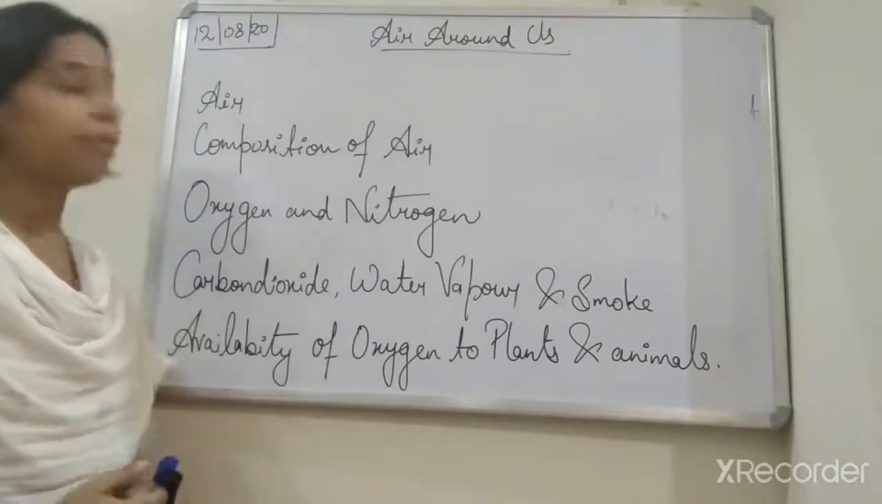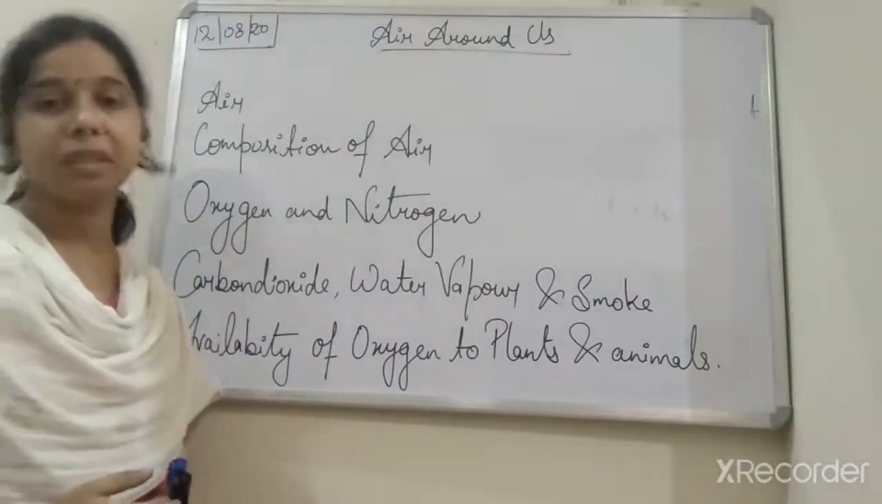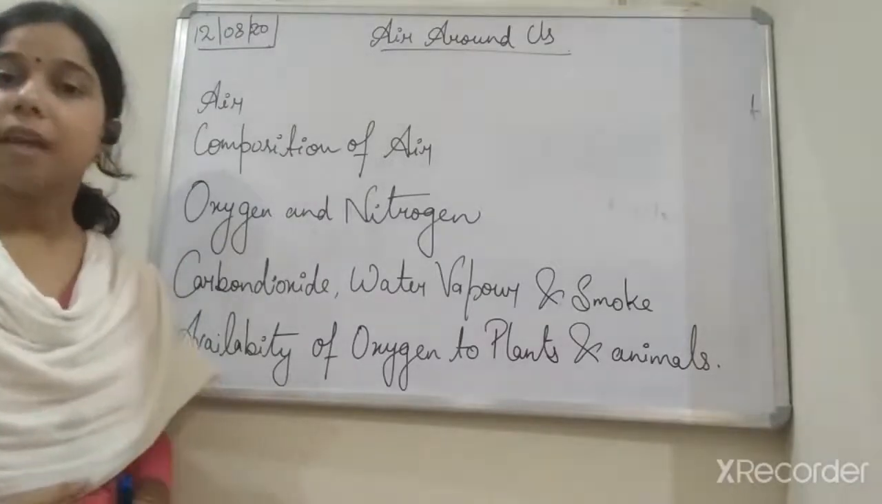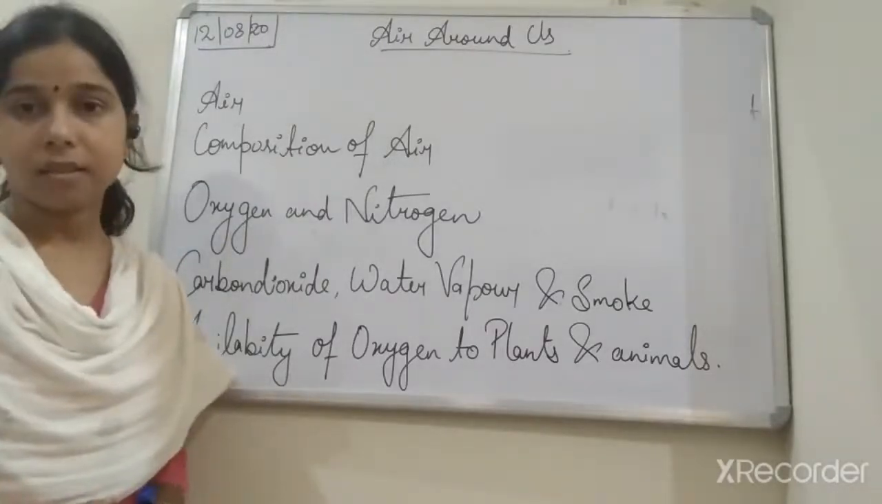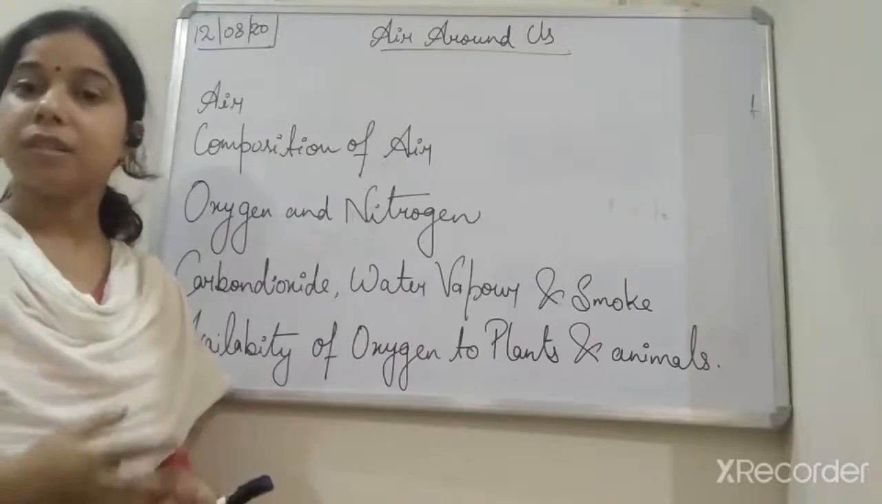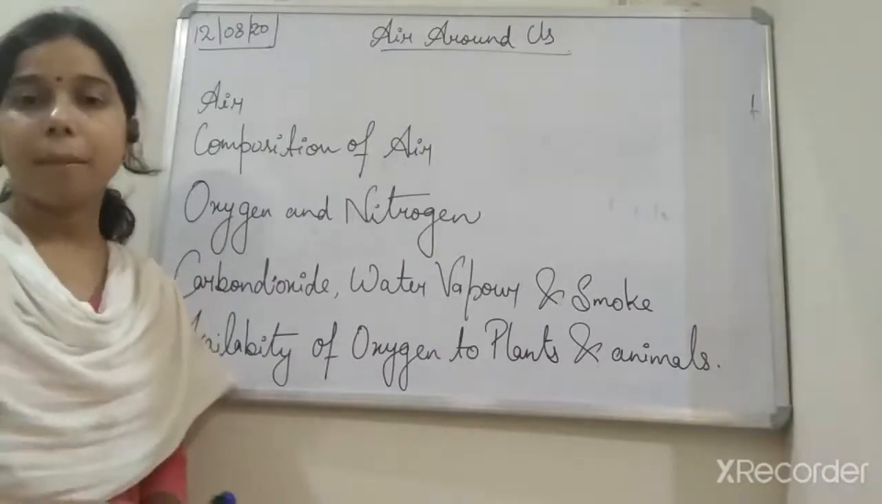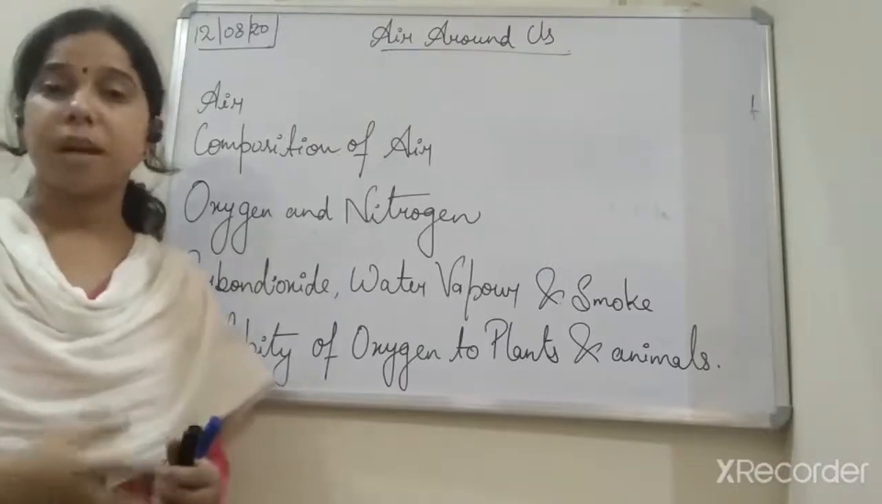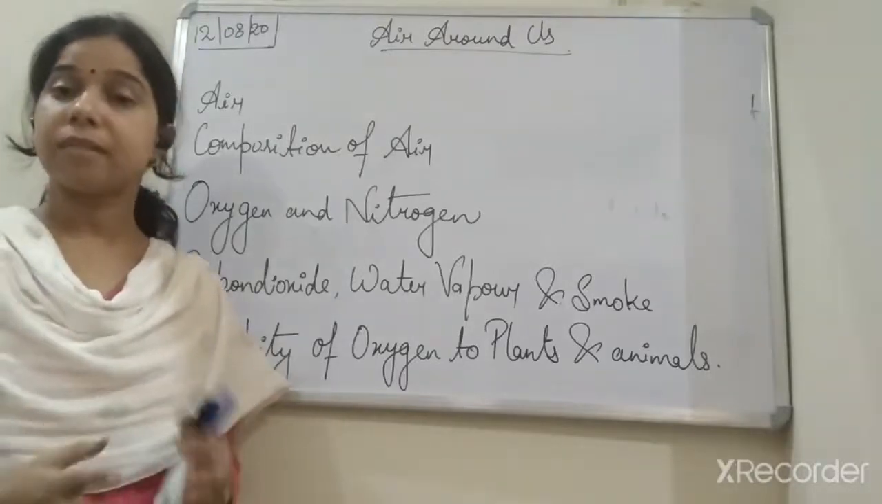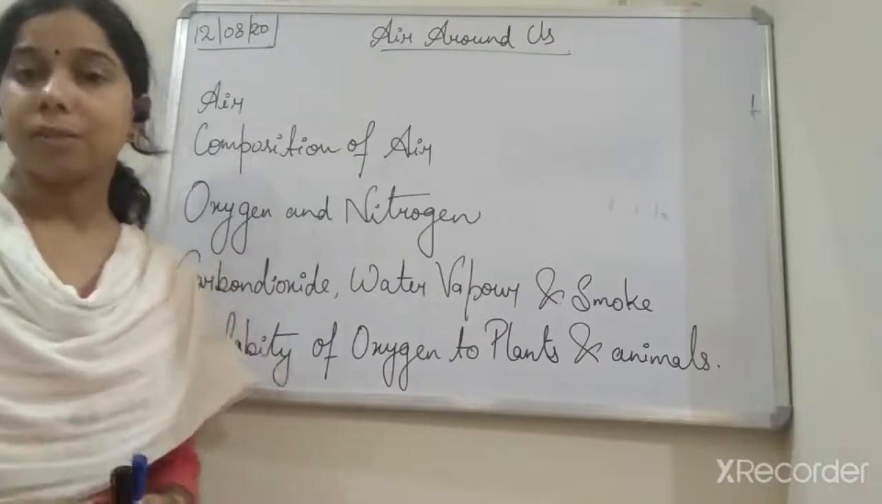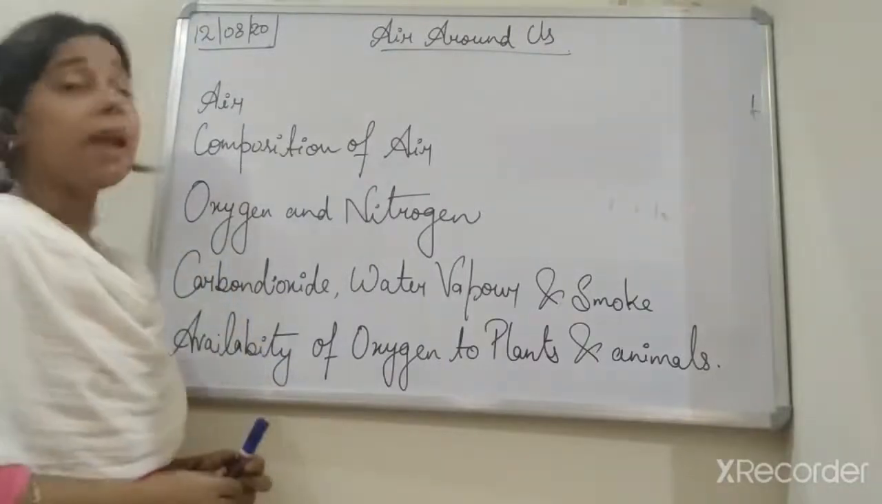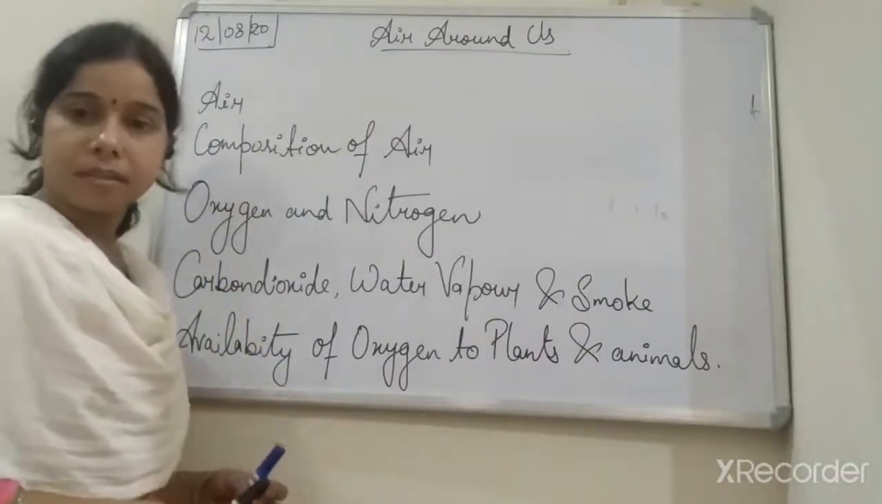Now today we will start with a new topic, a new chapter, and that is air around us. Last chapter we discussed water, and in this chapter we will talk about the air which is present in the atmosphere, surrounding us, and that is why the name of the chapter is air around us.